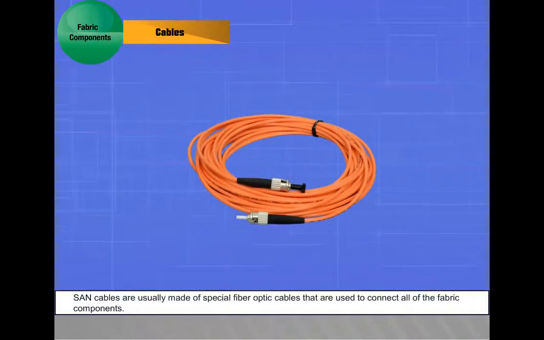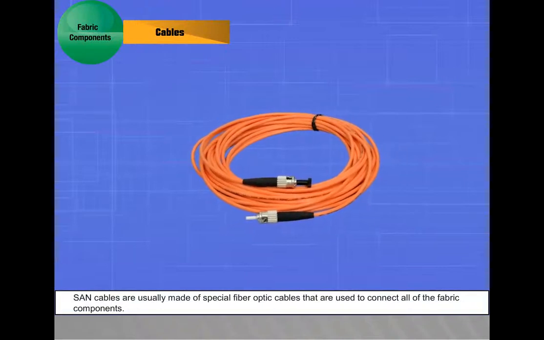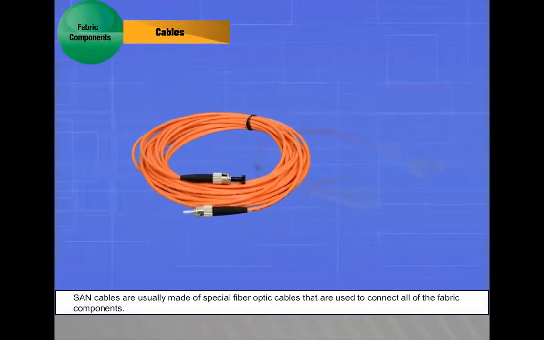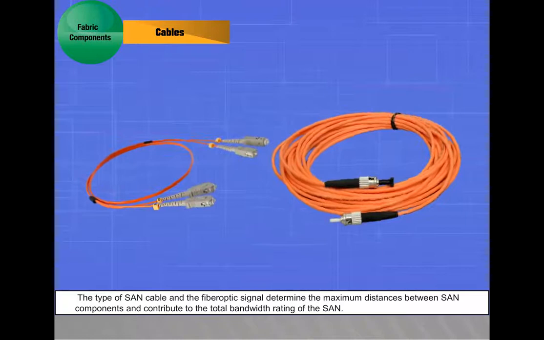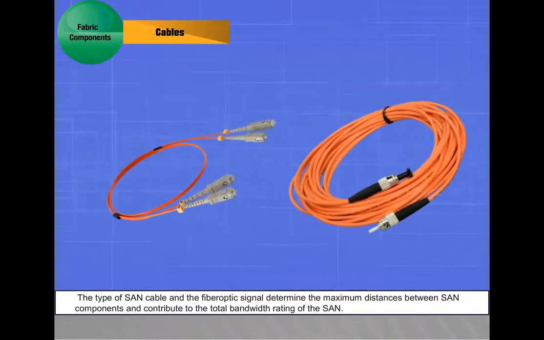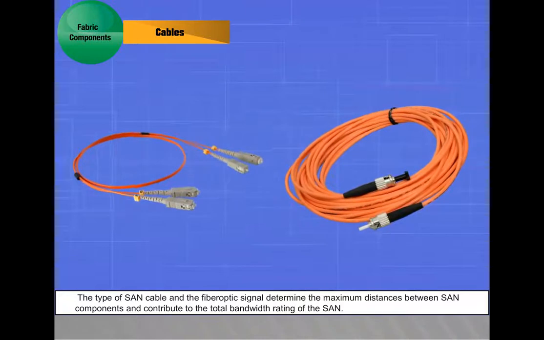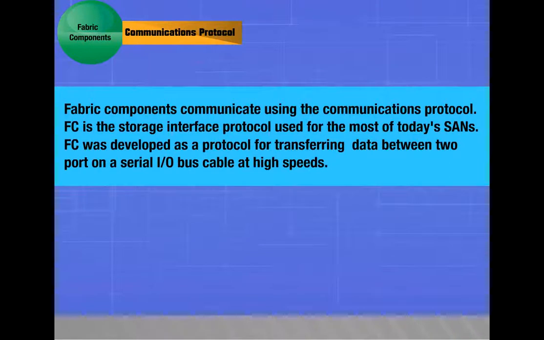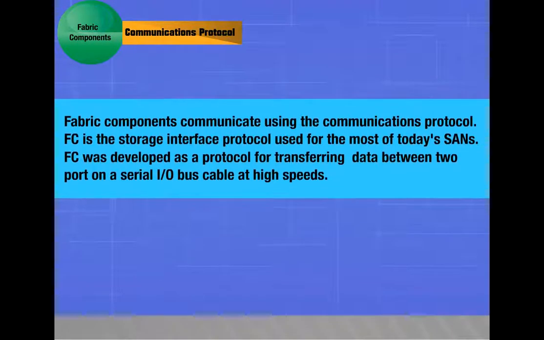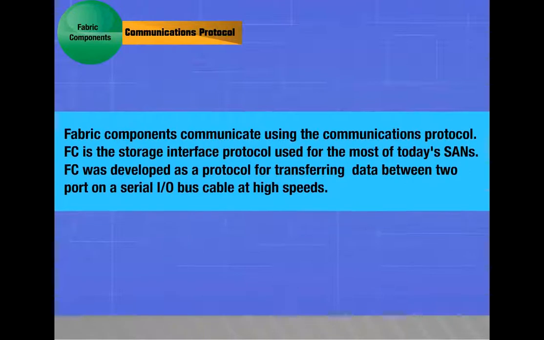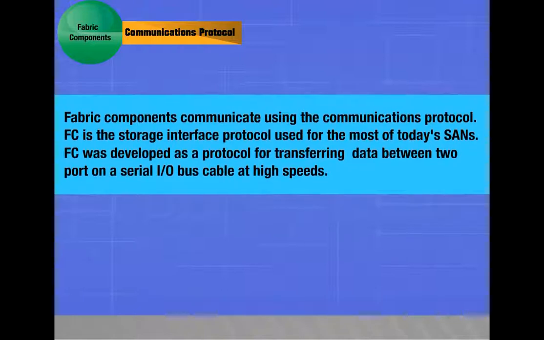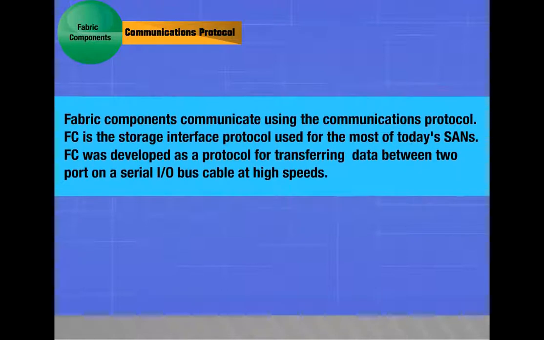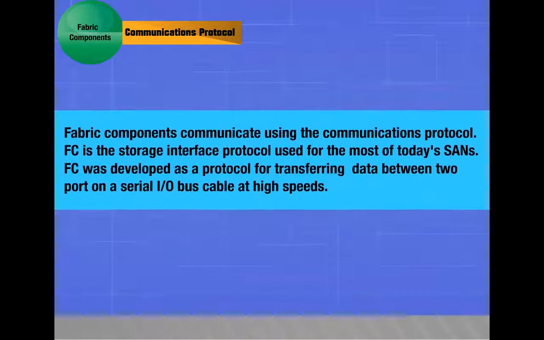Cables. SAN cables are usually made of special fiber optic cables that are used to connect all of the fabric components. The type of SAN cable and the fiber optic signal determine the maximum distance between SAN components and contribute to the total bandwidth rating of the SAN. Communications protocol. Fabric components communicate using the communications protocol. FC is the storage interface protocol used for most of today's SANs. FC was developed as a protocol for transferring data between two ports on a serial I/O bus cable at high speeds.